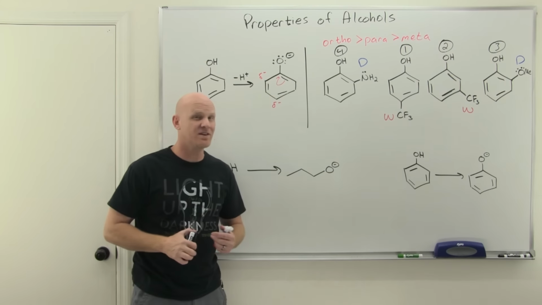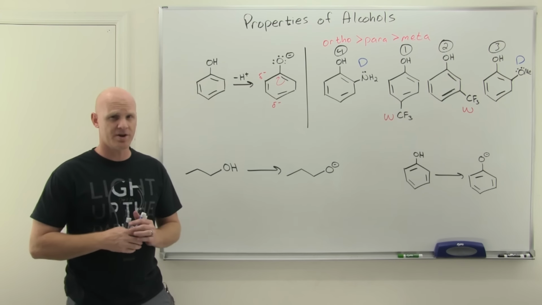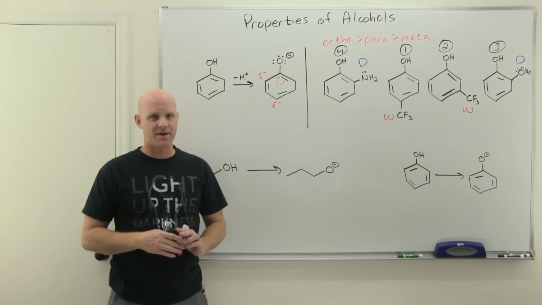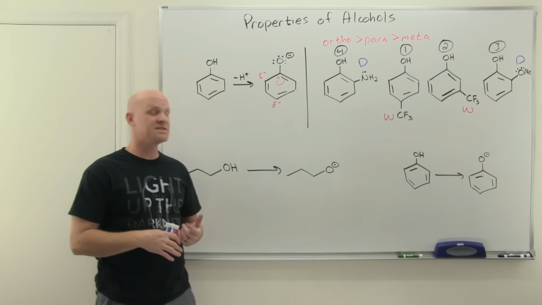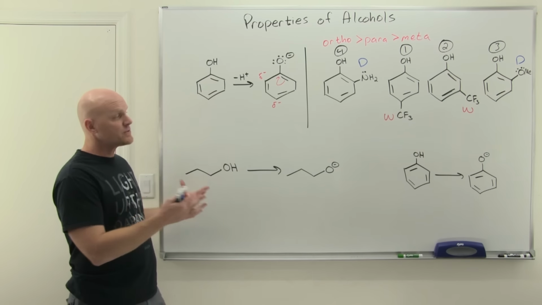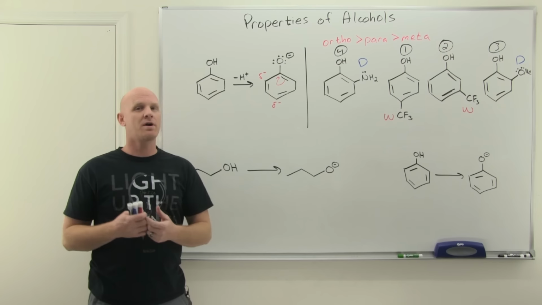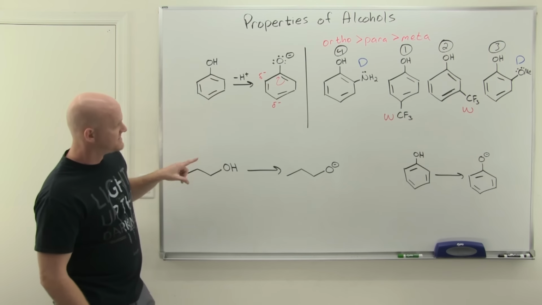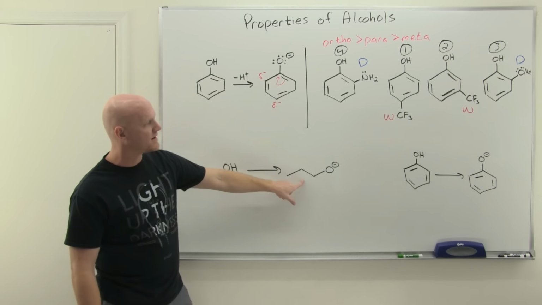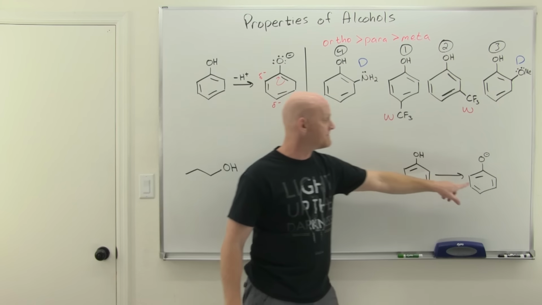So now we talked about the acidity of alcohols and phenols in general. So from a synthesis perspective, you might also want to know how to deprotonate either. So this is still in the realm of acidity, but it's also part of organic synthesis. So by deprotonating an alcohol, you form an alkoxide. By deprotonating a phenol, you form a phenoxide.